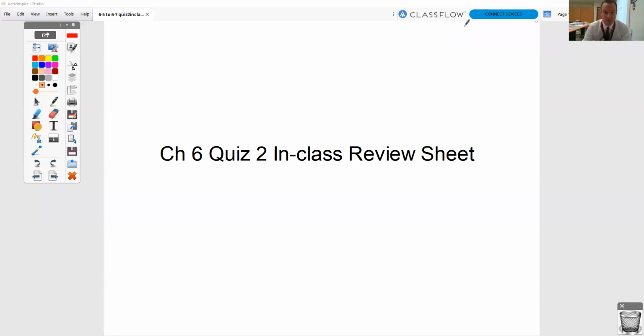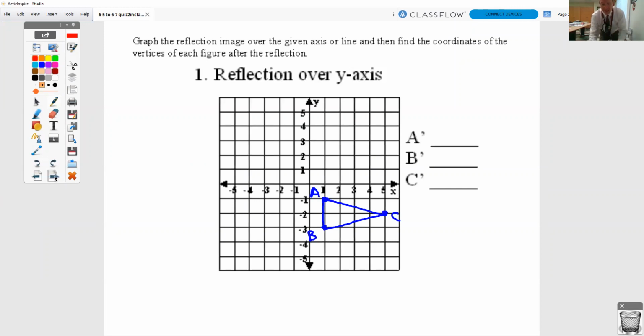This is the review for the Chapter 6, Quiz 2. This covers reflections, rotations, and the combinations, so 6-5 to 6-7. So in reflections, remember that a reflection is a mirror opposite image.